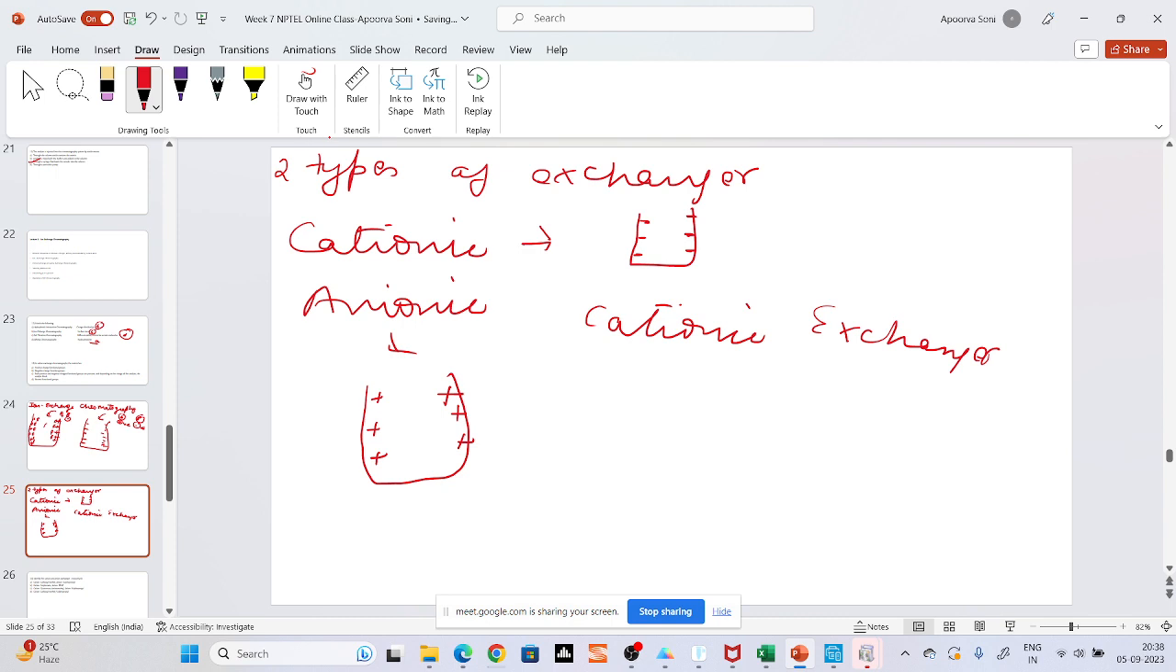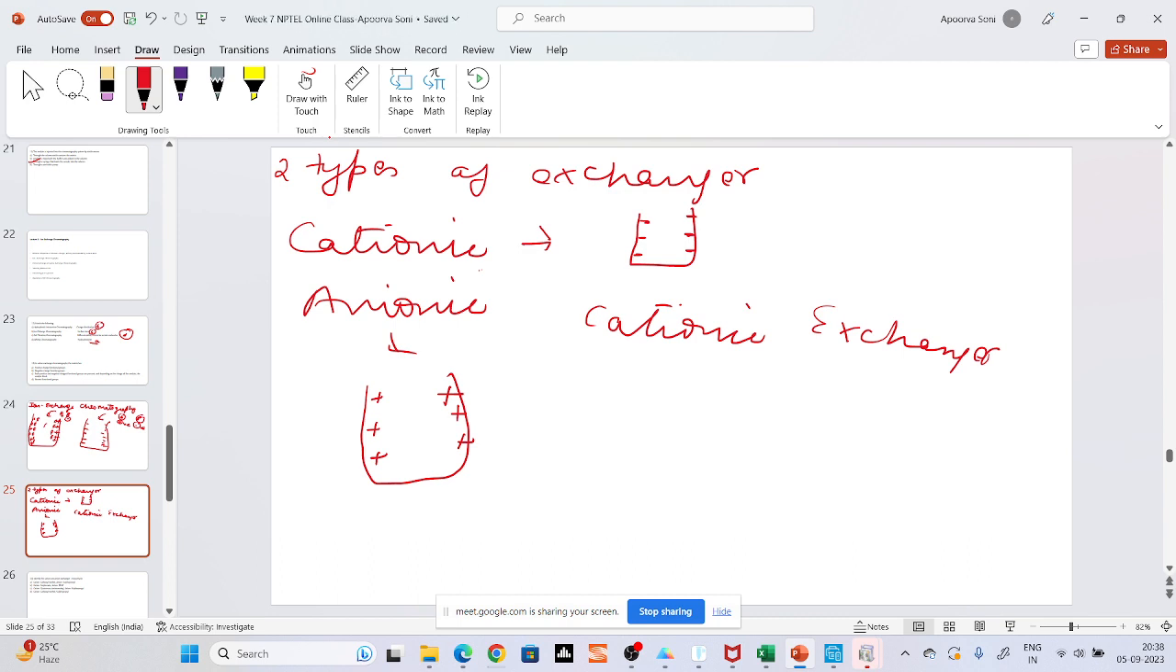Cationic exchanger means that you are getting cations by the help of this matrix. So if you want cations from this matrix, you have to have a matrix which is negatively charged. Similarly, anionic exchanger means that what you are getting are anions. It is exchanging anions. So to get anions, you have to have a matrix which is positively charged, which can attract anions.